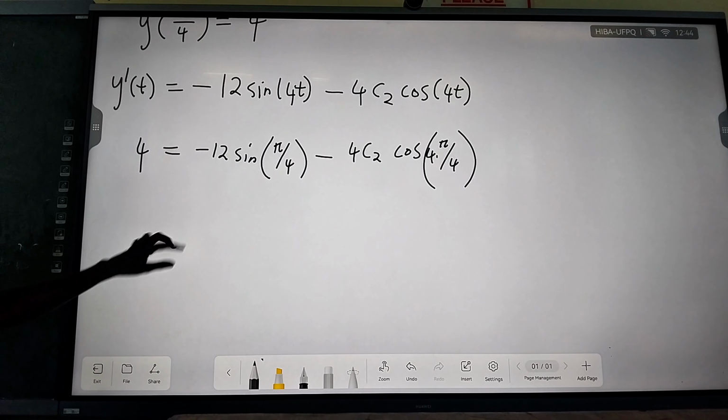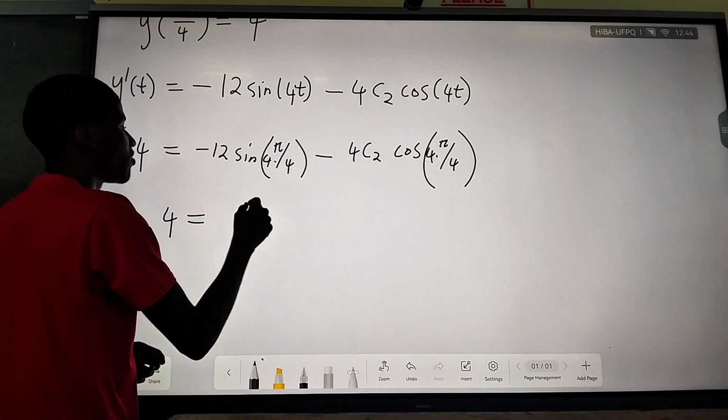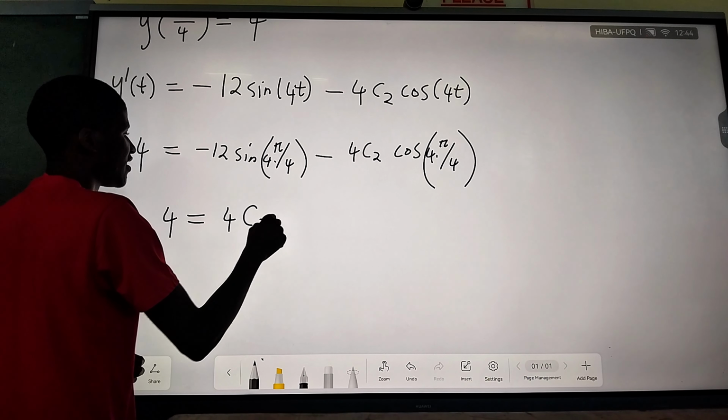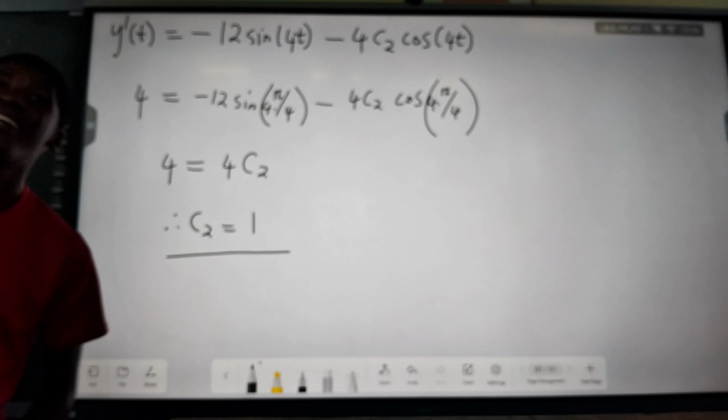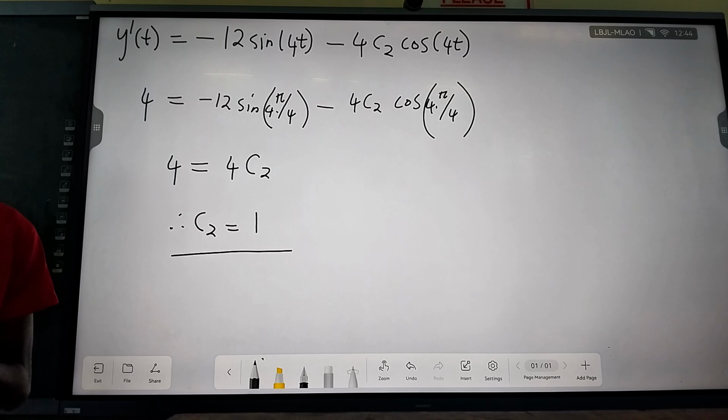So sine of pi over 4 times 4 will give you what? 0. This one will be 0. And what about this other part? Cos of pi gives negative 1. The negative becomes positive 4c2. So c2 is equal to 1. So c1 is 3 and c2 is 1. You substitute back into the original equation, then you find your specific solution.